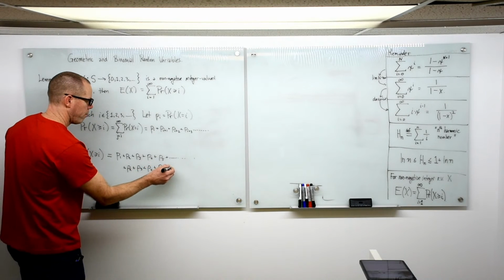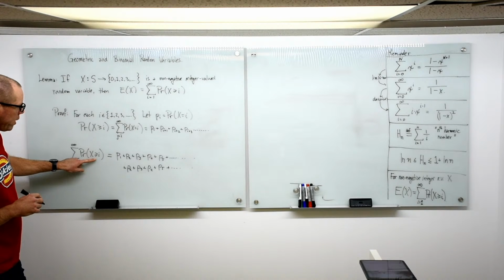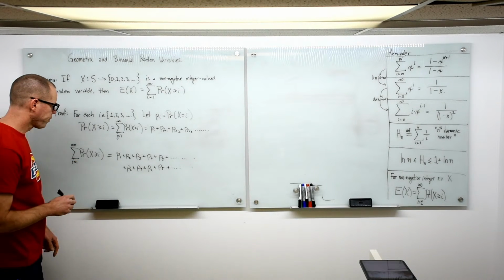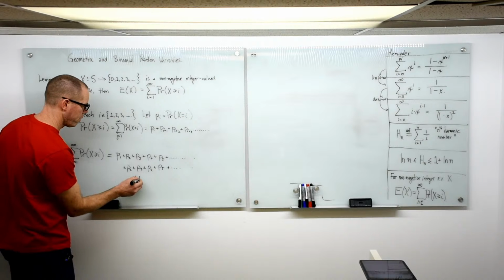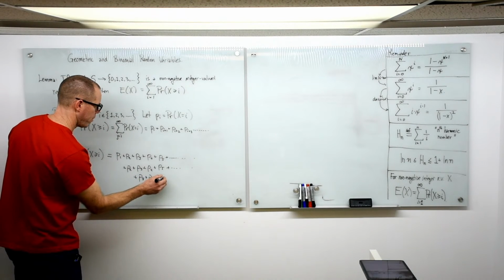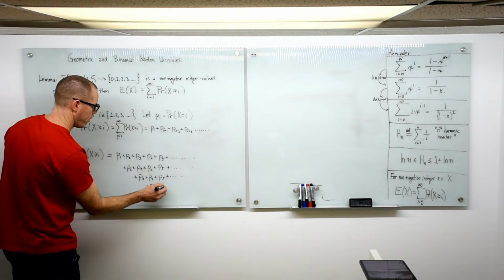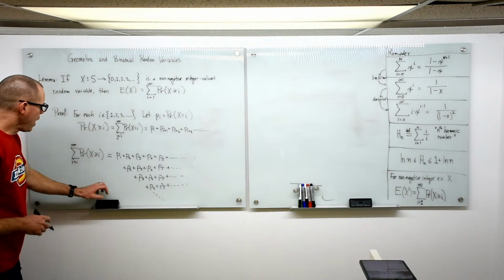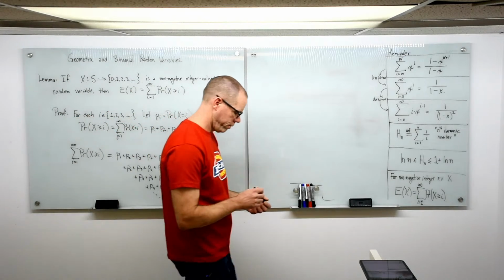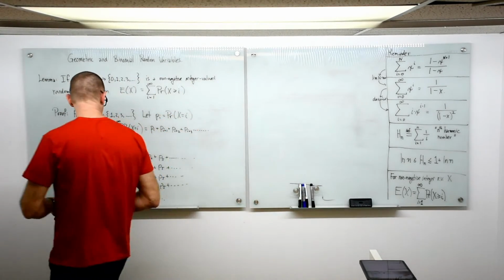And so on. And the third term is the probability that X is bigger than or equal to 3, which is just this. And we keep going like this forever. Now, let's see what we have.